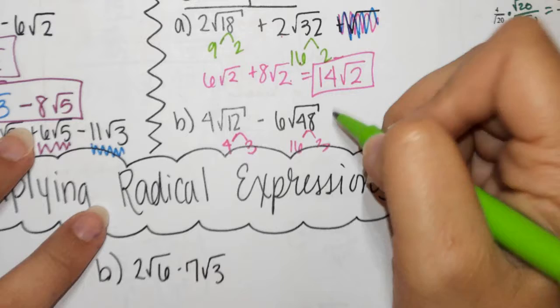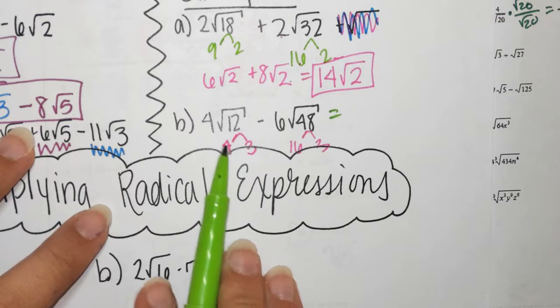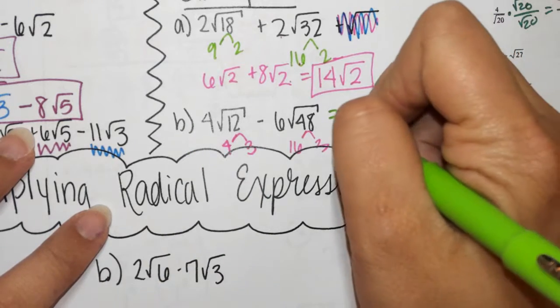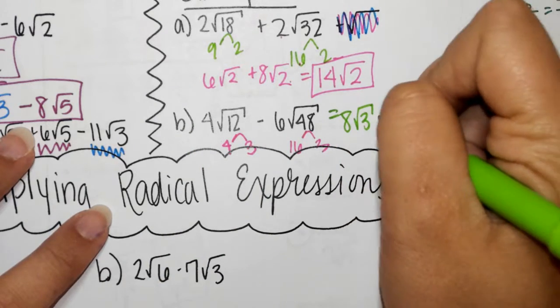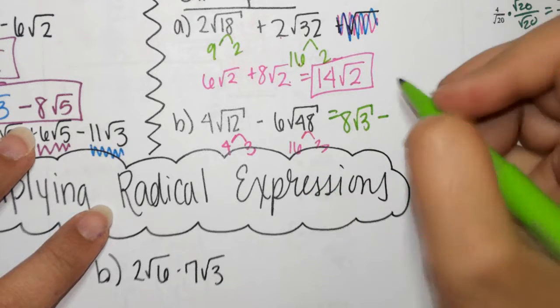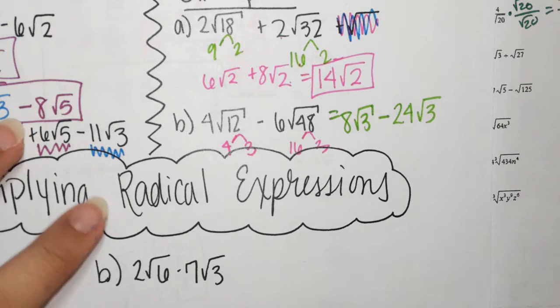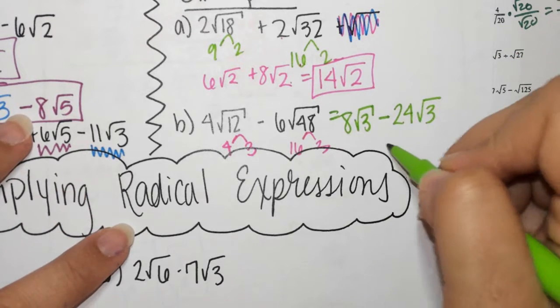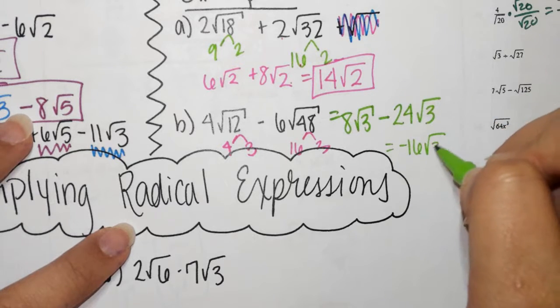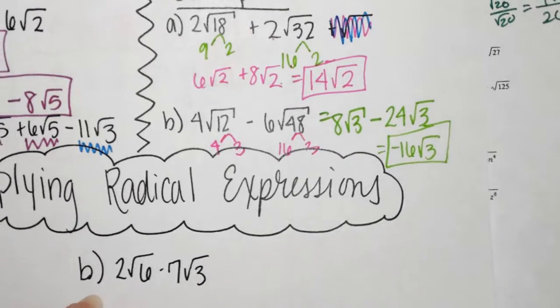Okay, now let's take the square root of 4. What's the square root of 4? And what's 2 times 4? Alright, and then what's the square root of 16? 4. And what's 4 times 6? Negative 24. Now what's 8 minus 24? Negative 16. Negative 16 root 3. This is easy. Any questions? Are we sure?